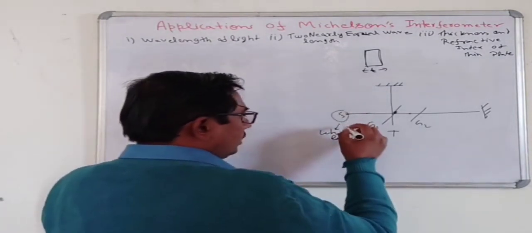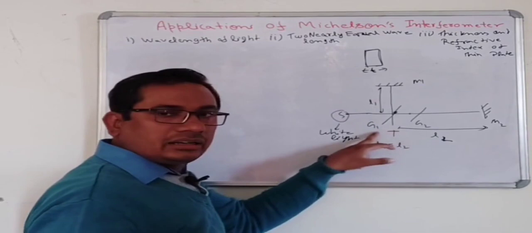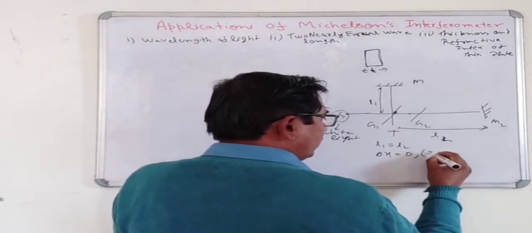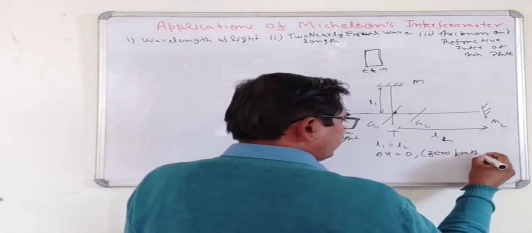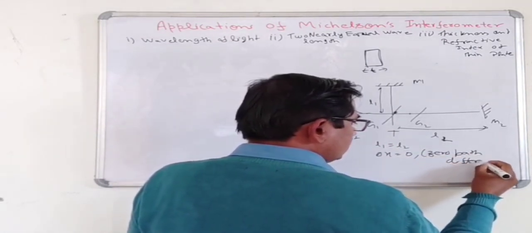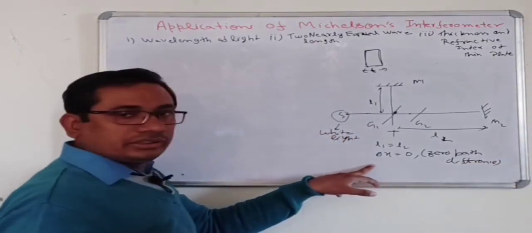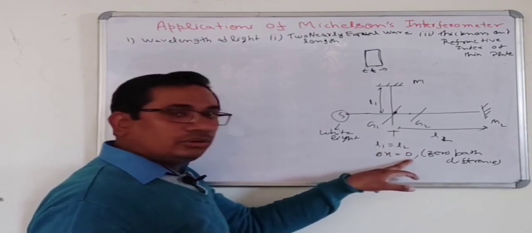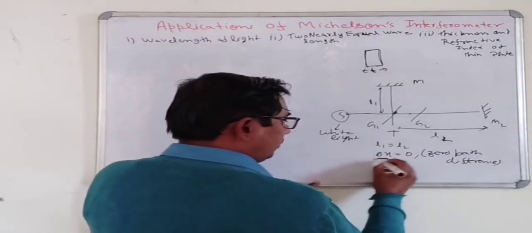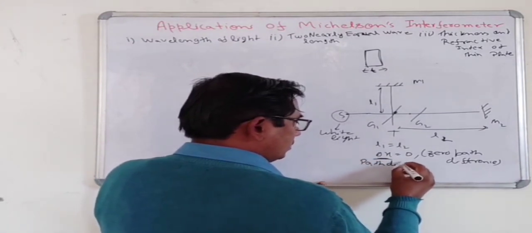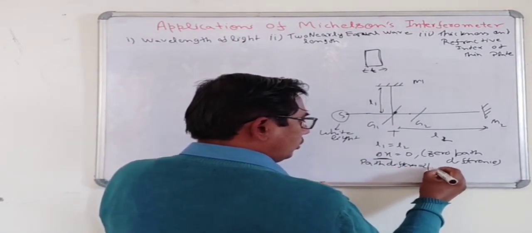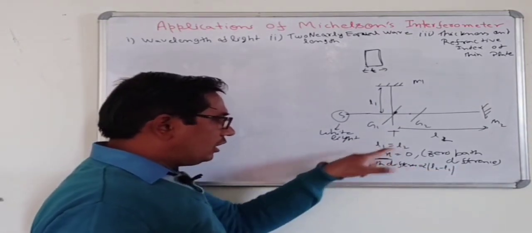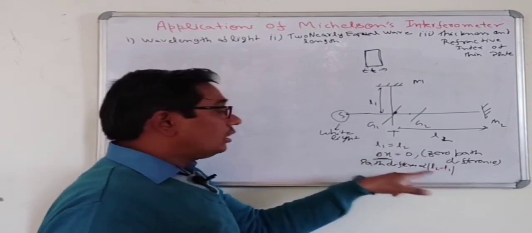Suppose we have this condition. At that condition, the path difference is 0. When L1 is equal to L2, delta x is equal to 0, where delta x means the path difference. This value is 2 mod of L2 minus L1, as you know very well. So when L1 is equal to L2, at that condition we have zero path difference.